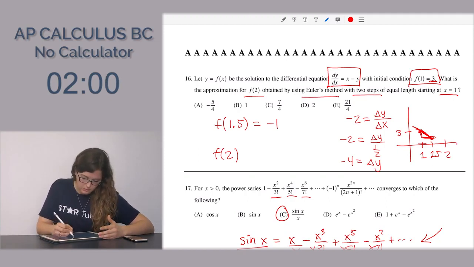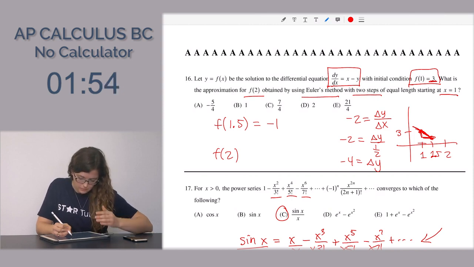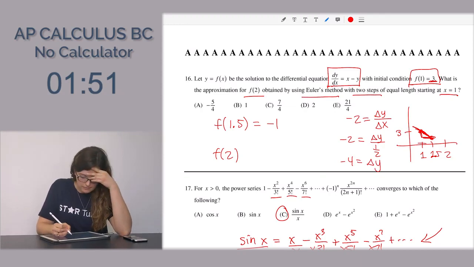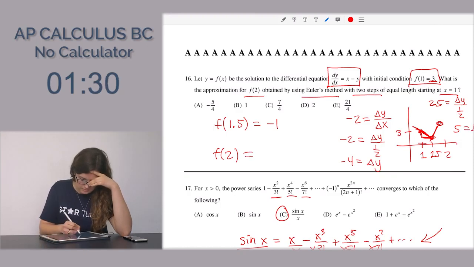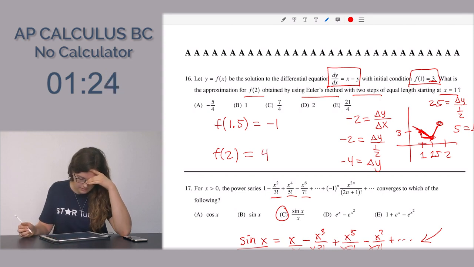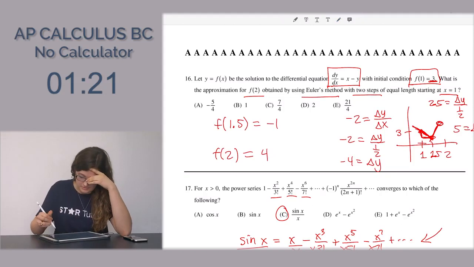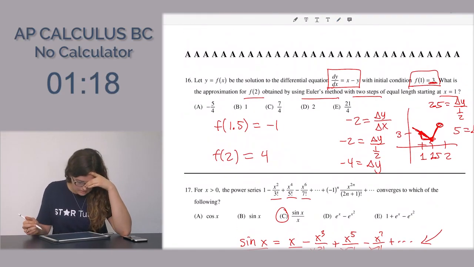So I plug in 1.5 and negative 1, and I get 1.5 minus negative 1, which is 1.5 plus 1, 2.5. So now my slope at this point is 2.5, going up. And I do the same process. So I've got 2.5 equals change in y over 1/2. This is 5 equals change in y. So I went up 5, so this is going to be, oh, I think I'm doing this wrong because I'm not getting the right answer. Okay, well, friends, I forgot how to do Euler's method, so that's good.